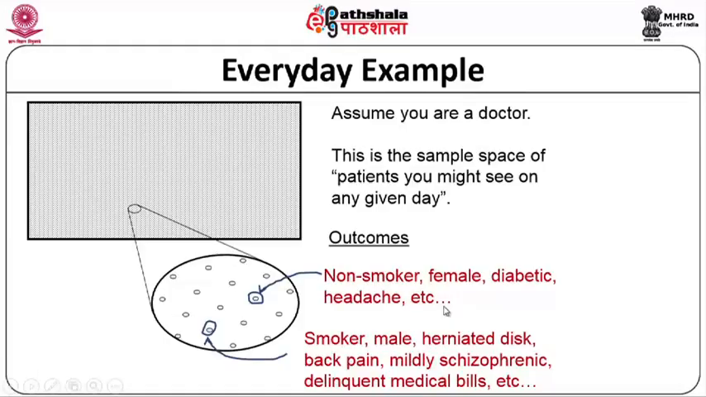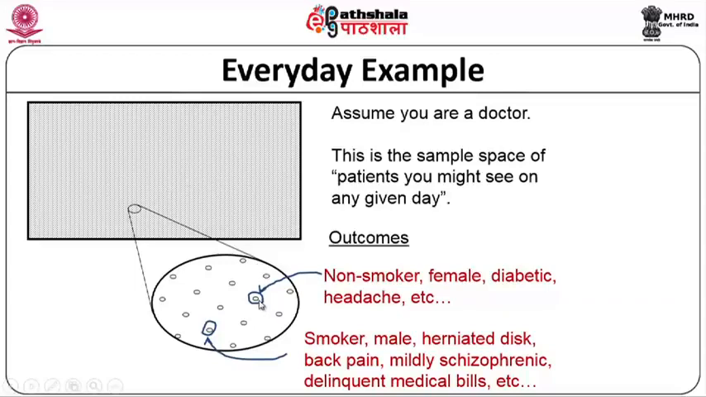Let us take an everyday example. Assume you are a doctor. So, patients visit you at regular intervals of time. Now, we can construct a sample space, and this sample space indicates all the patients who have visited you in a given day. Now, what may be an outcome from this sample space? Outcome, as I already mentioned, is going to be a subset or say one entity from the sample space.